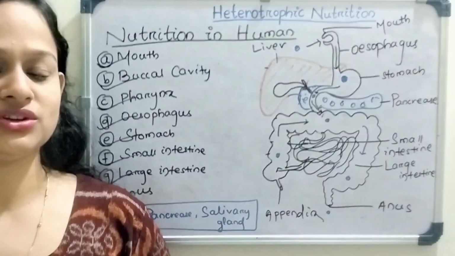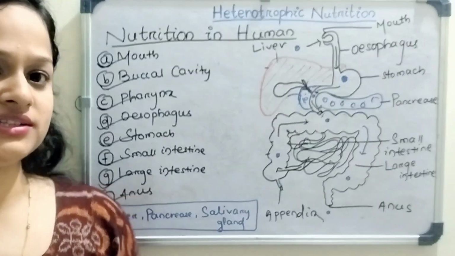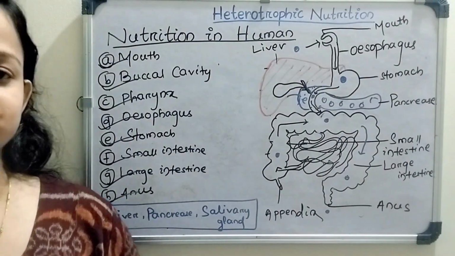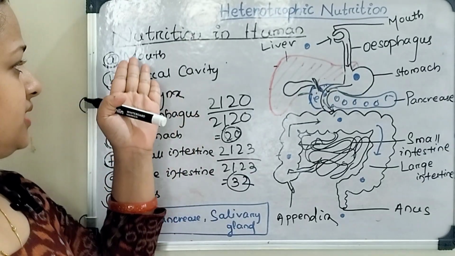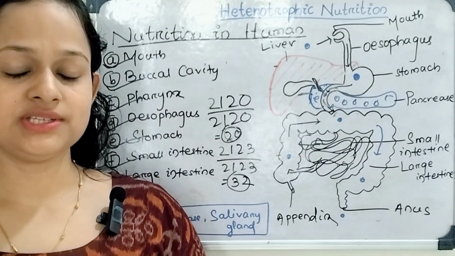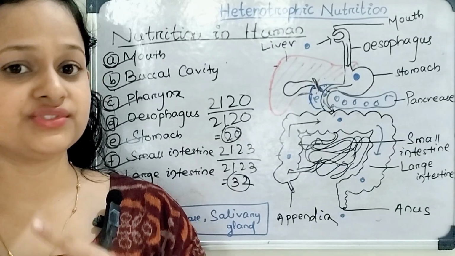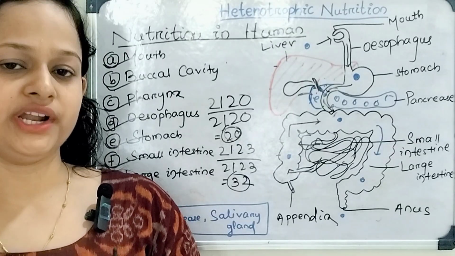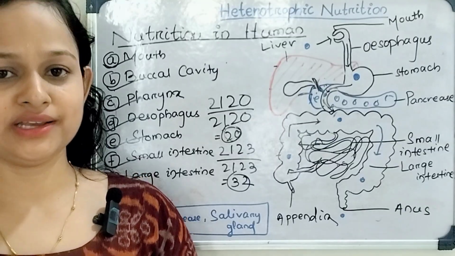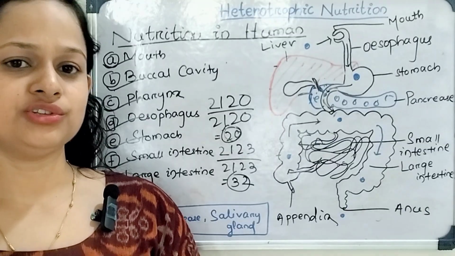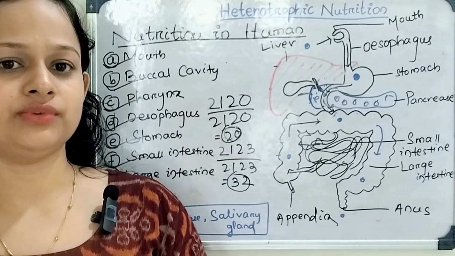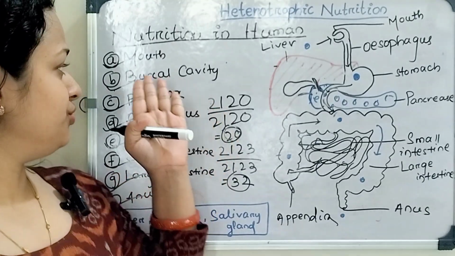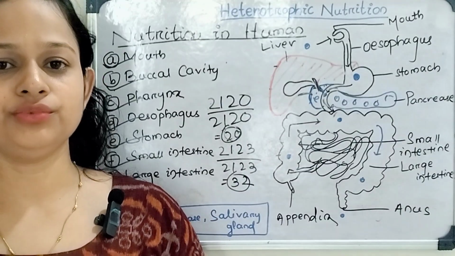And there is also need of accessory digestive organs. They are liver, pancreas and salivary gland. Then come to the first part, that is mouth. Mouth is a large space which is externally bounded by lips and cheeks and internally bounded by jaws and teeth. When the food enters into the mouth, no chemical digestion occurs in the mouth. So the food then goes to the second part, a cavity-like structure which is known as buccal cavity.